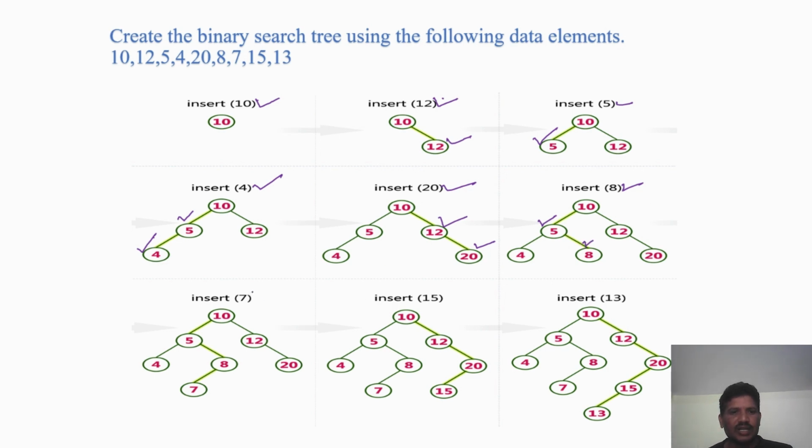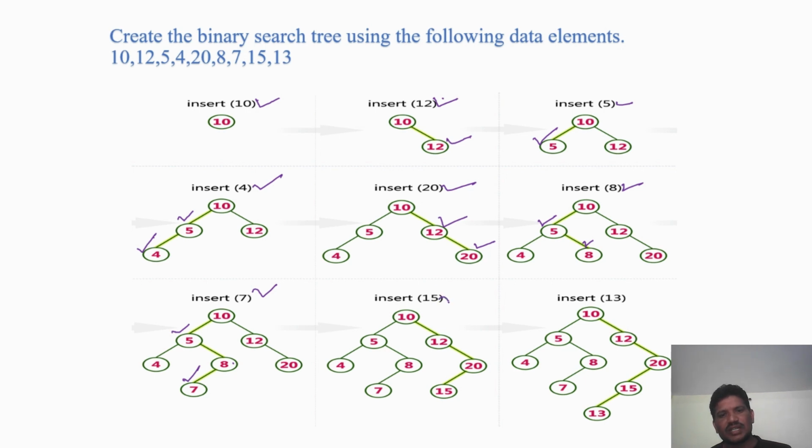Then like that, the 7 will also be inserted. The 7 is less than the 10 and 7 is also greater than the 5. Then it goes to the right subtree of the 5. The 7 is also compared with the 8. Then 7 is less than the 8. Then 7 is placed over here.